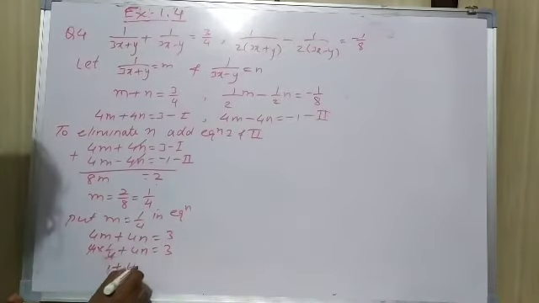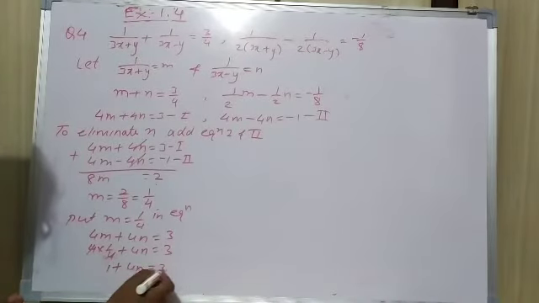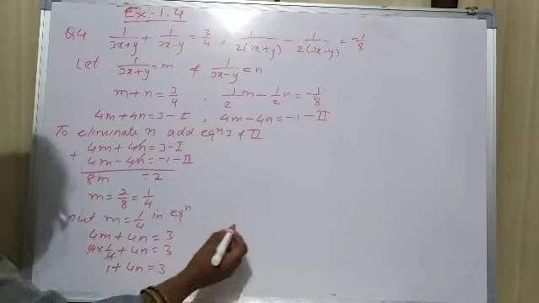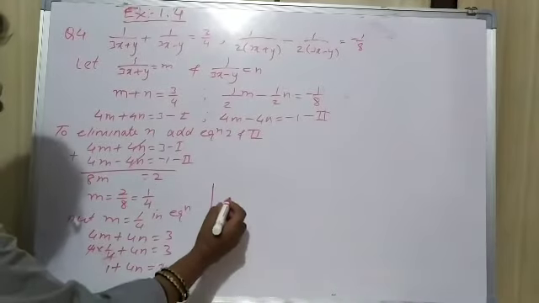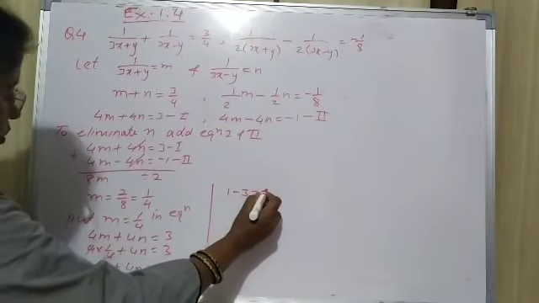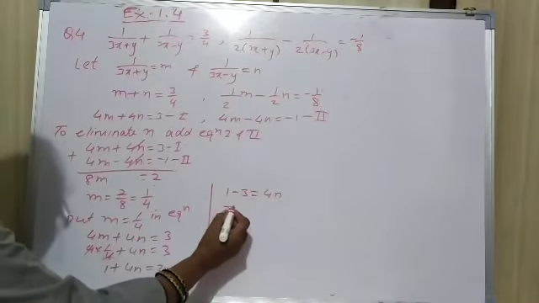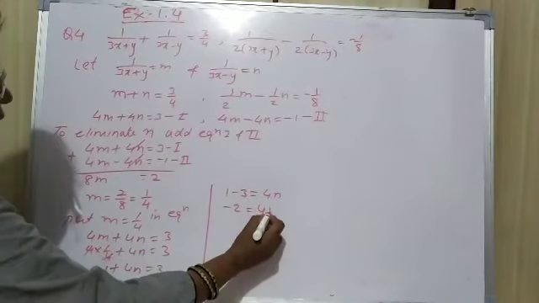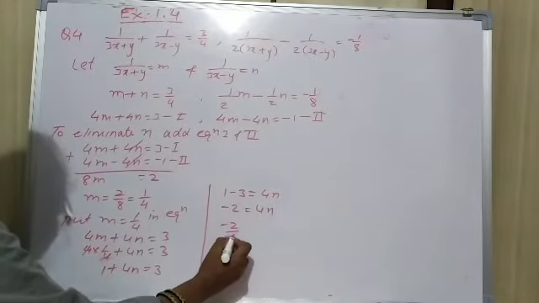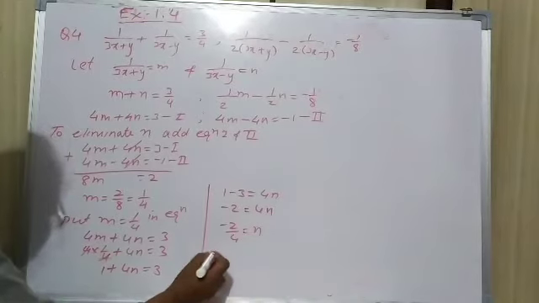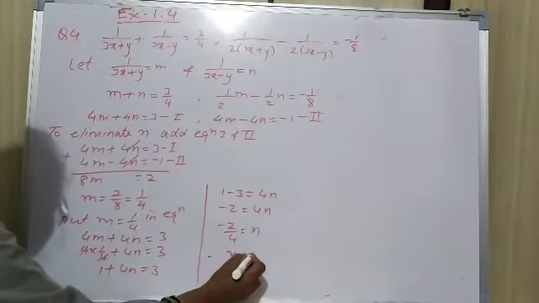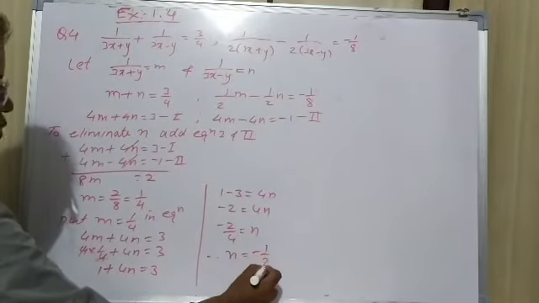1 plus 4n is equal to 3. Now transfer this 3 this side. So you will get here 1 minus 3 is equal to 4n. So 1 minus 3, minus 2 is equal to 4n. Minus 2 upon 4 is equal to n. Therefore n is equal to minus 1 by 2.